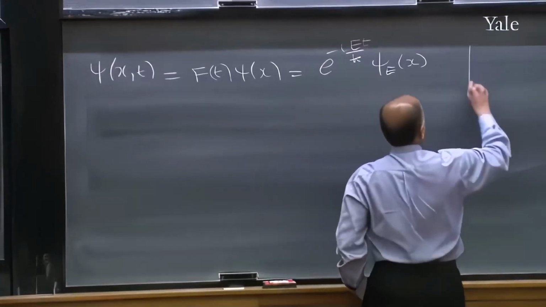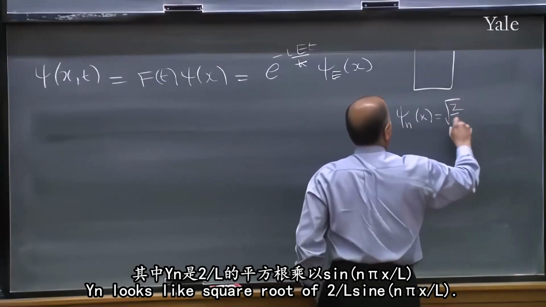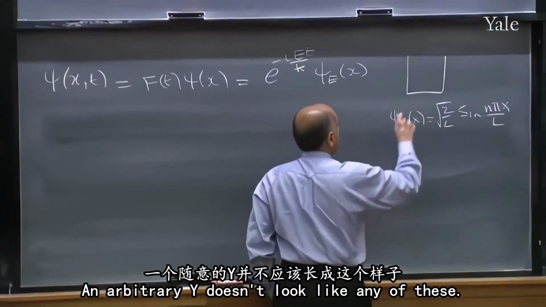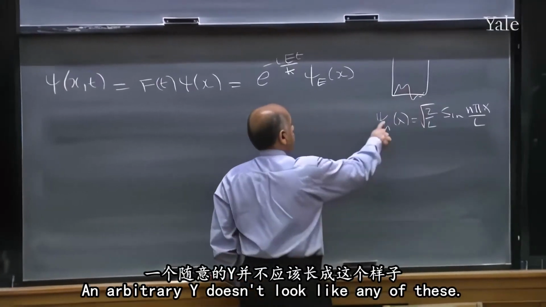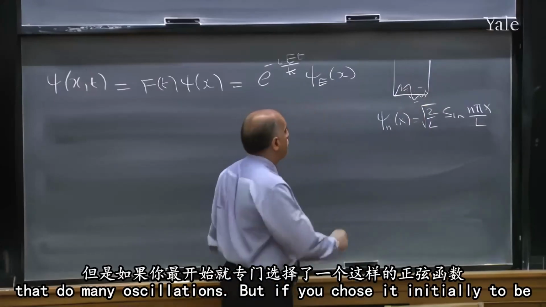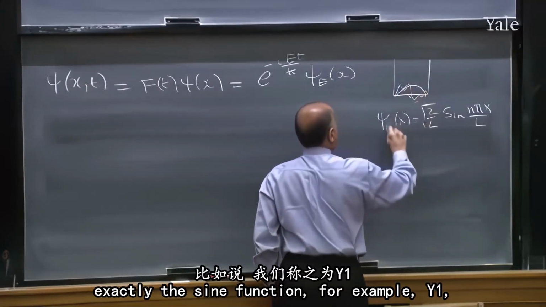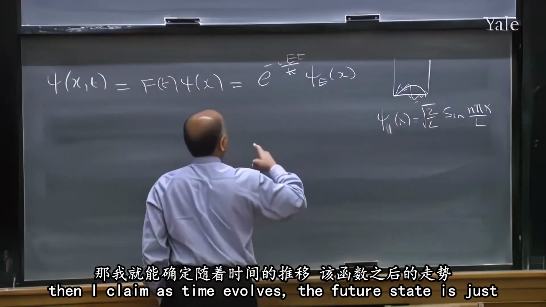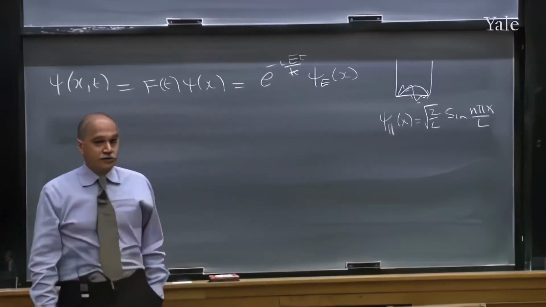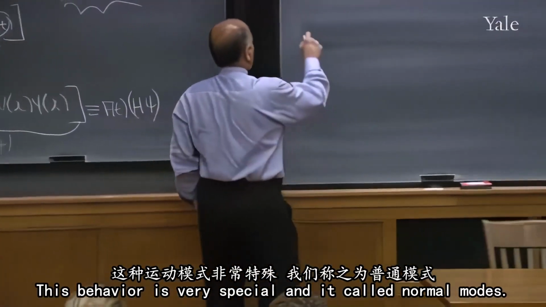For example, if you have a particle in a box, you remember the wave function psi sub n looks like square root of 2 over L sine n pi x over L. An arbitrary psi doesn't look like any of these. These guys, remember, are nice functions that do many oscillations. But if you chose it initially to be exactly the sine function, for example, which is psi sub 1, then I claim as time evolves, the future state is just this initial sine function times this simple exponential. This behavior is very special and is called normal modes.